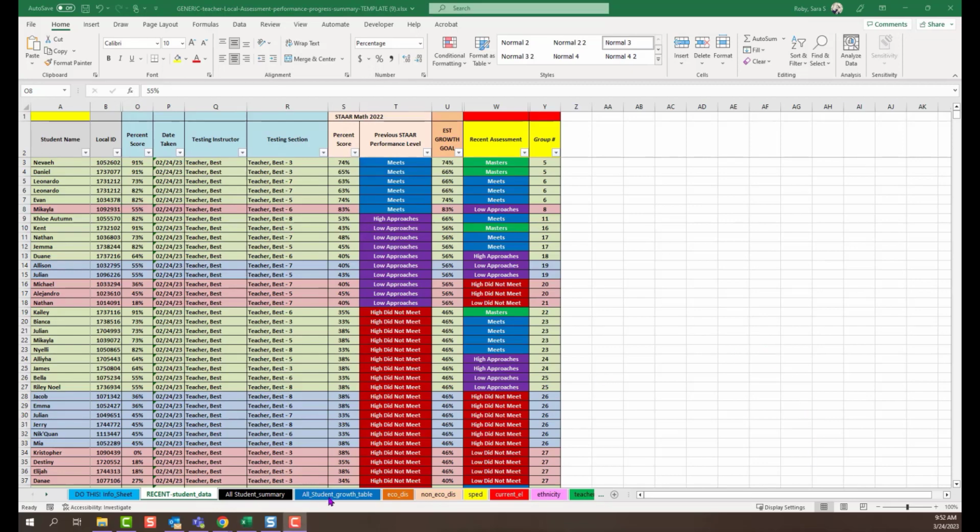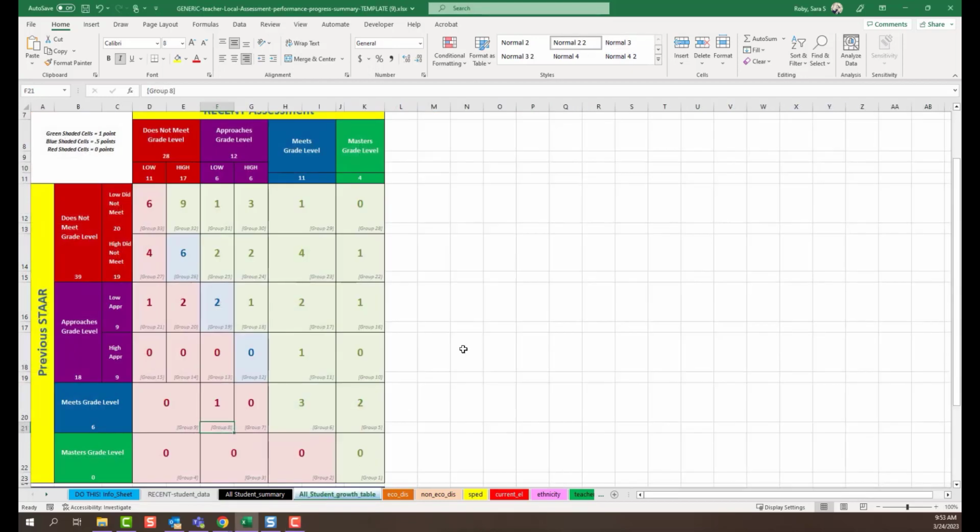Okay, a couple of other things that I want to point out to you that you may or may not think about looking at. I've got some kiddos from my class who were specifically low approaches last year, who have grown into the meets as well as the masters performance levels for this assessment. So again, I could go find them based upon those group numbers. Please don't forget to celebrate your students.